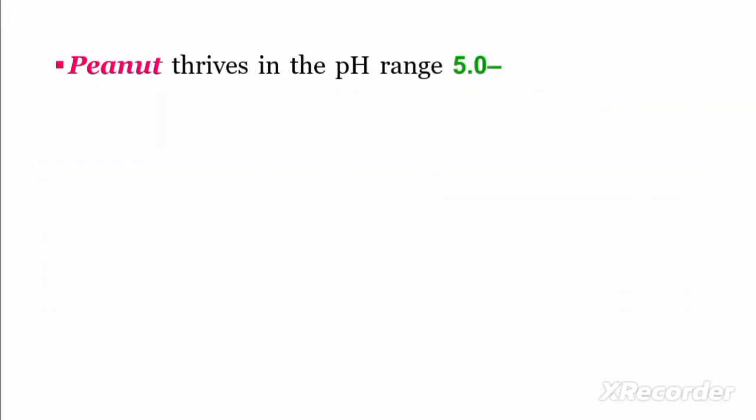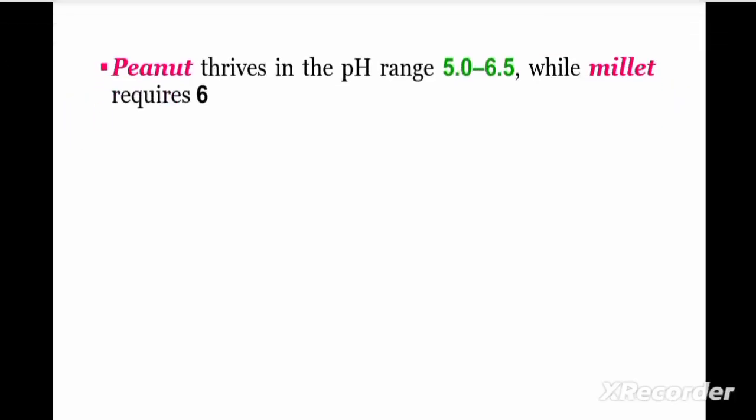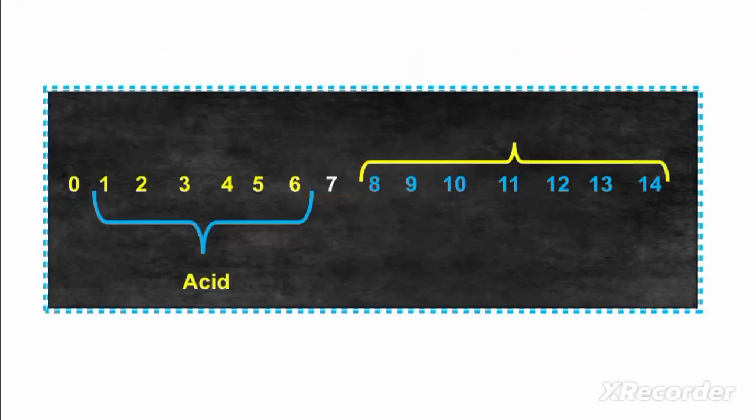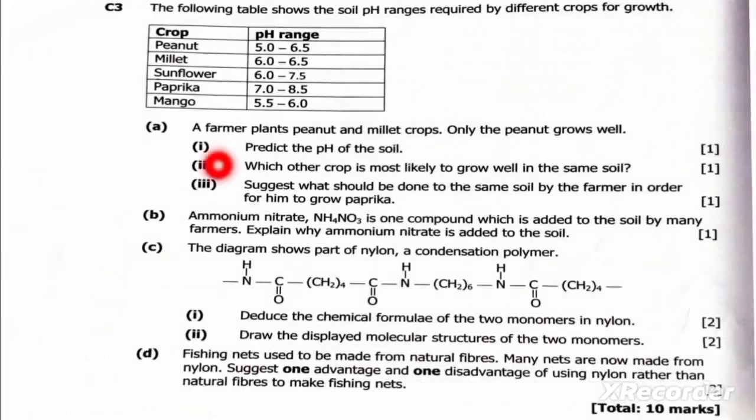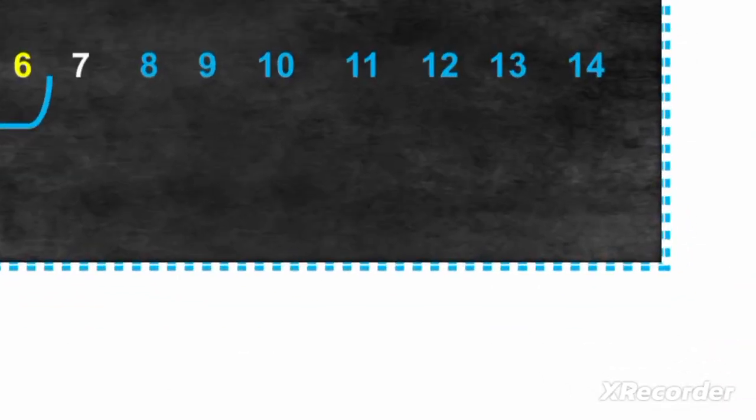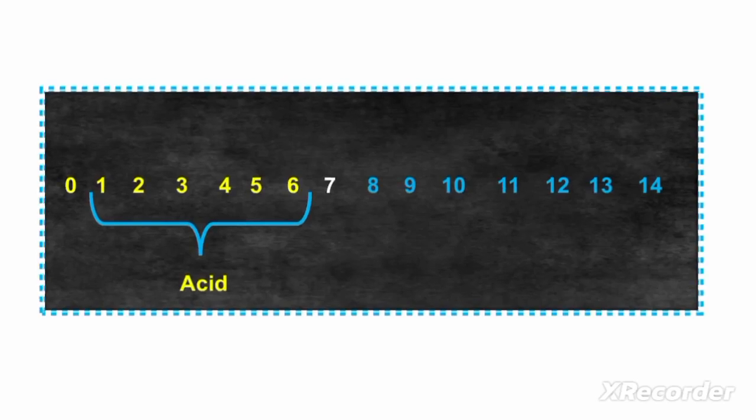So peanut, let me read the question again. The question is saying a farmer plants peanut and millet crops. Only peanut grows well. Predict the pH of the soil. So we have seen that only peanut grows well. So what could be the reason for this?